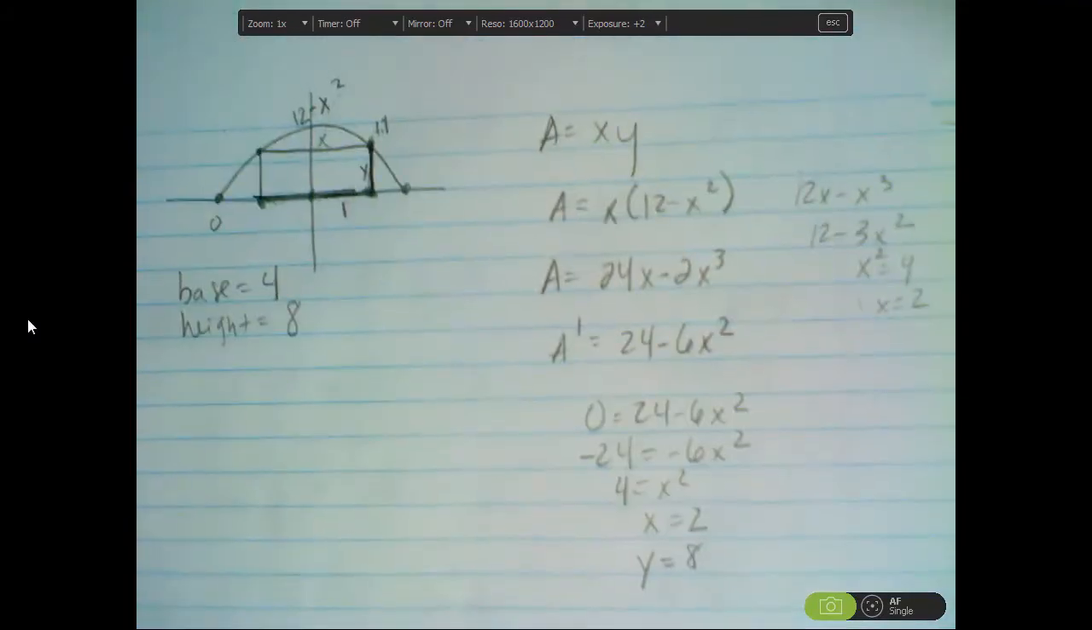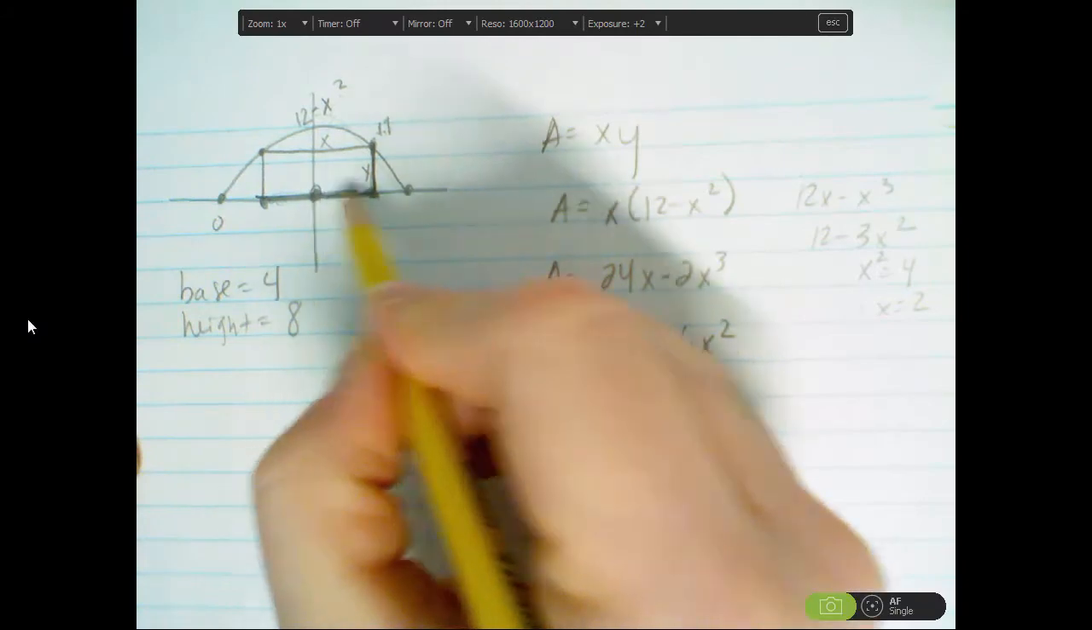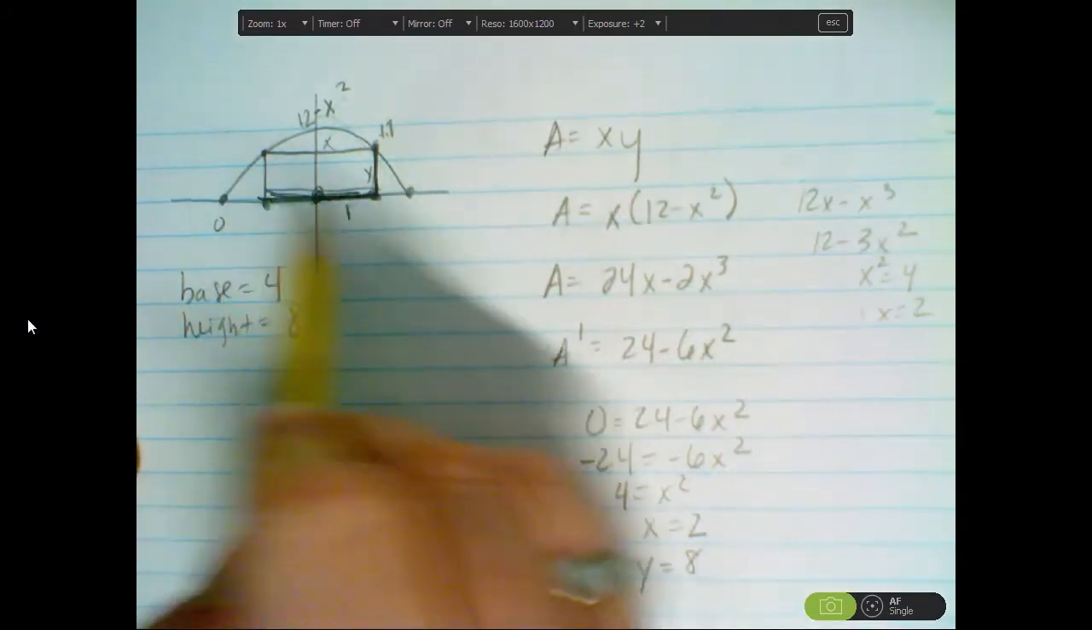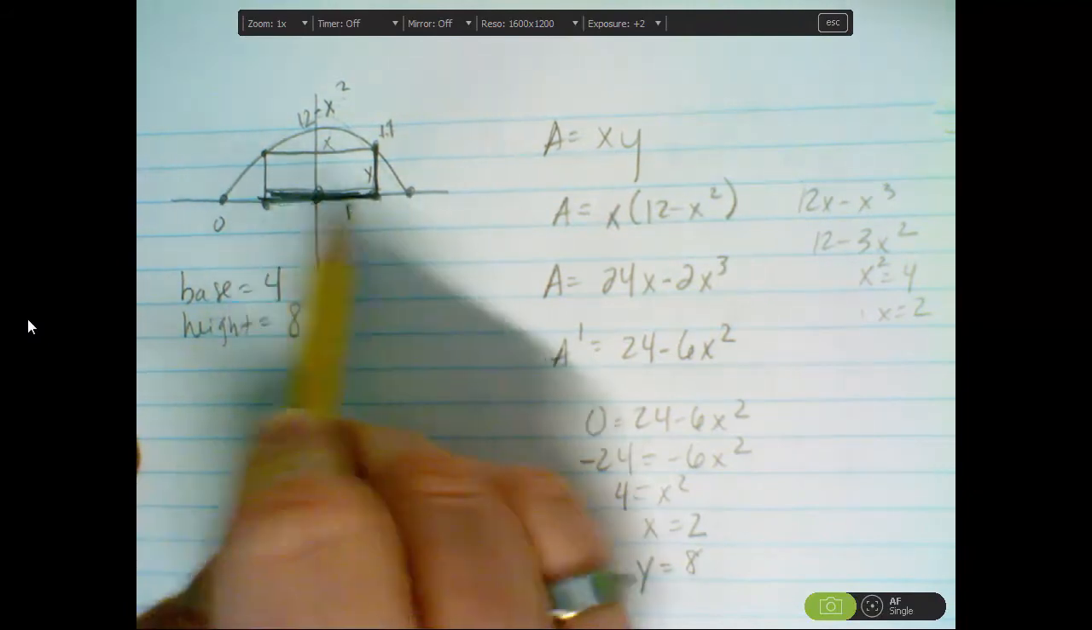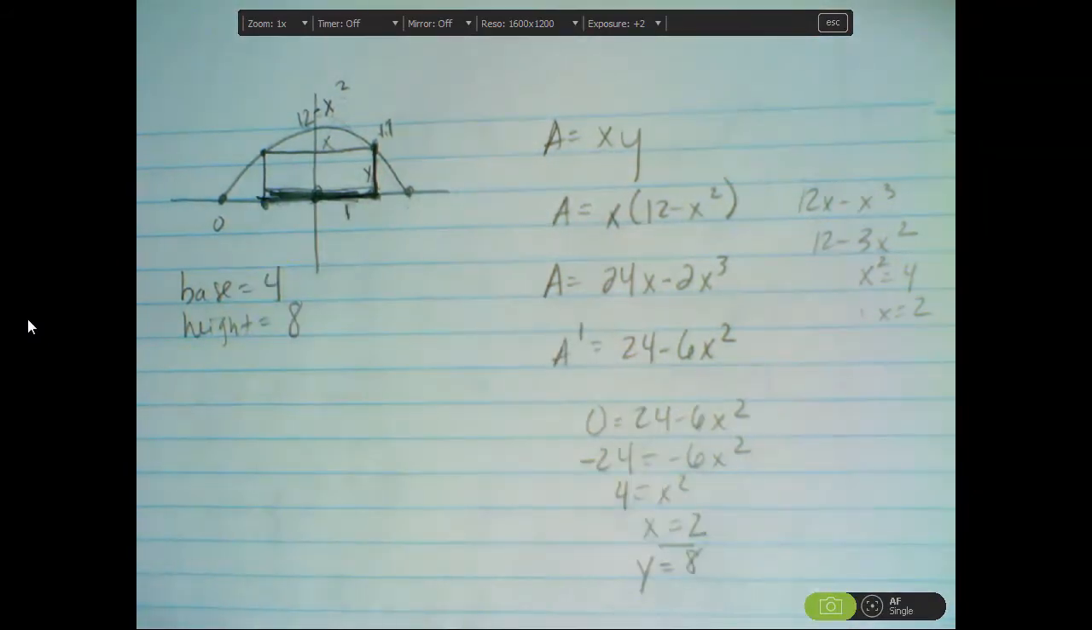You just have to remember that when you're talking about a curve, the x value is only from here to here. So the base of this rectangle is really 2x. So once I solve for x, that's only half of the base of my rectangle.